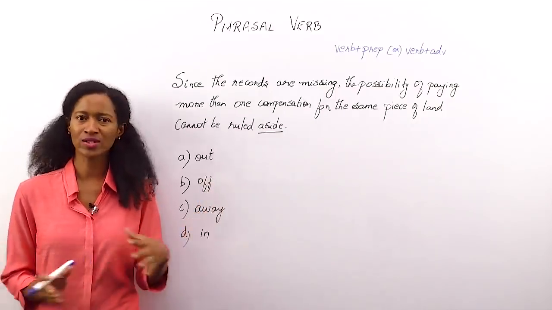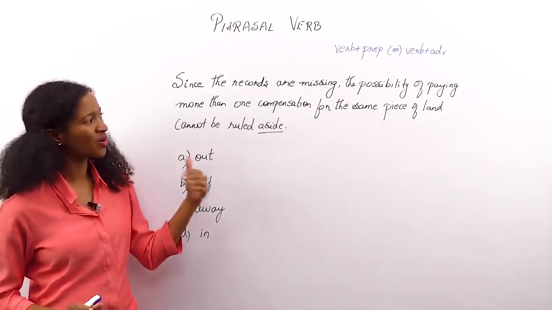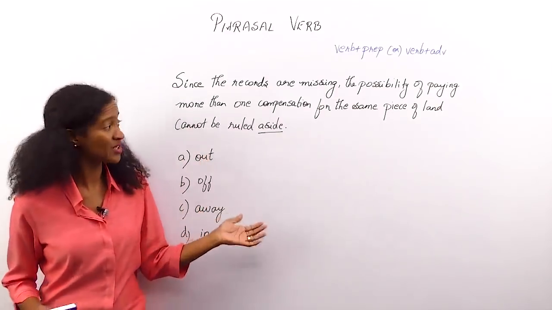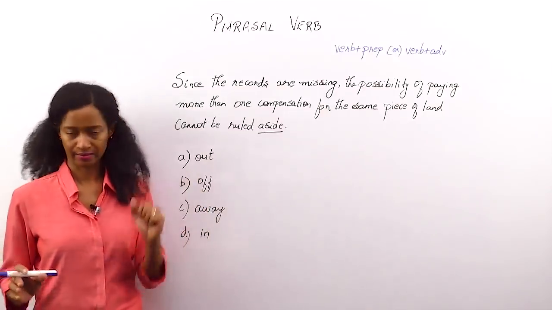As soon as you see this, you know it's sentence improvement, right? Let's read the context. Since the records are missing, the possibility of paying more than one compensation for the same piece of land cannot be ruled aside, right?